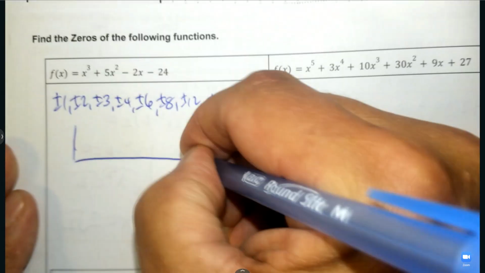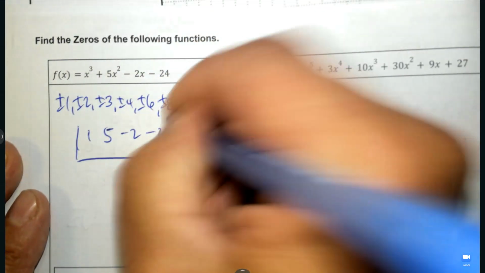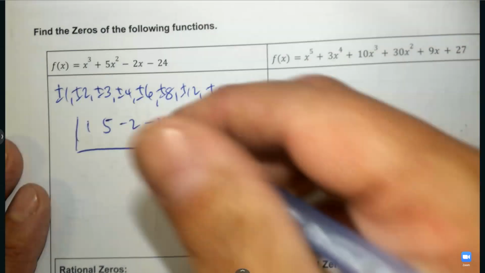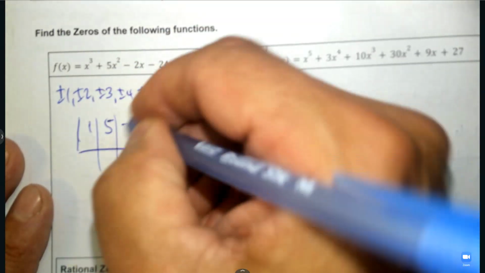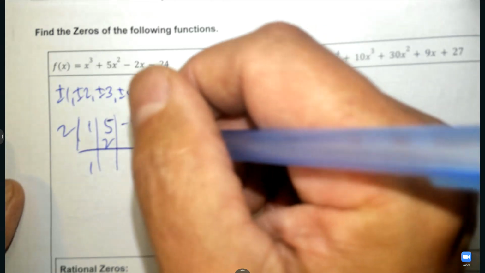And I got to test, and I got to find one that works. And again, there is no shortcut here. You got to know and try and see which one gives you 0. So I know, for instance, positive 2 is going to work. 1 did not work, negative 1 did not work.